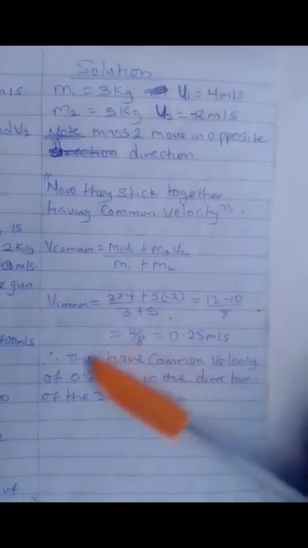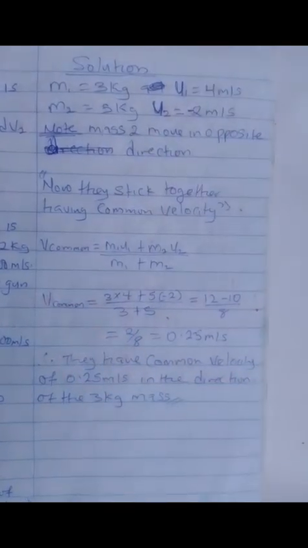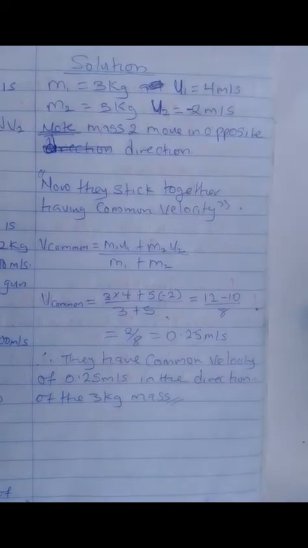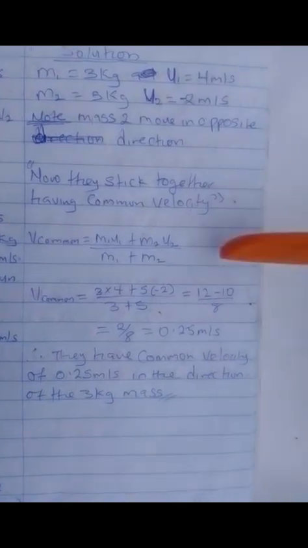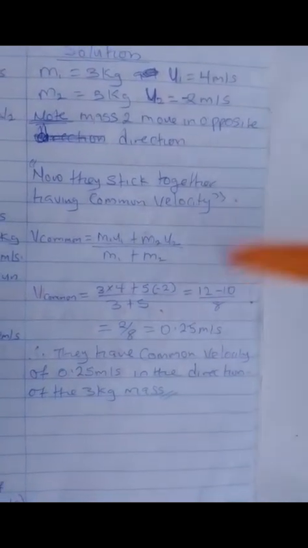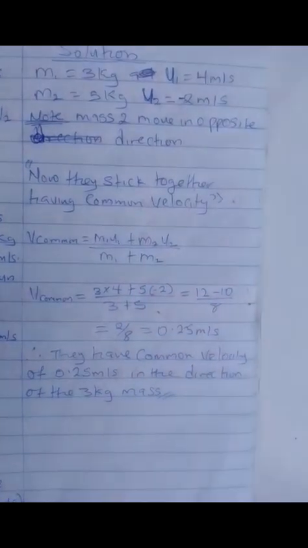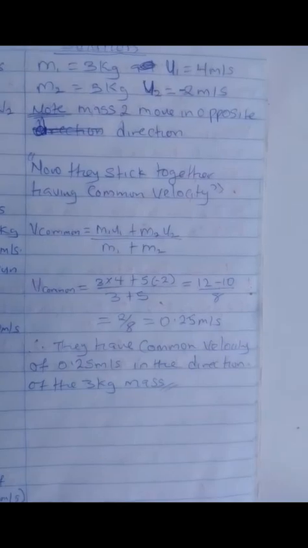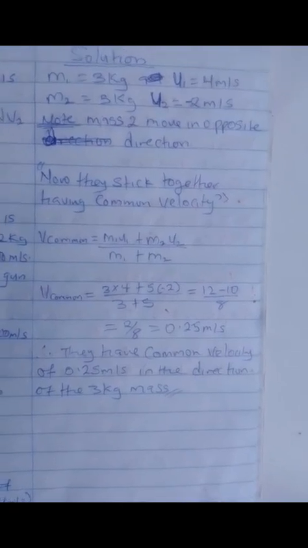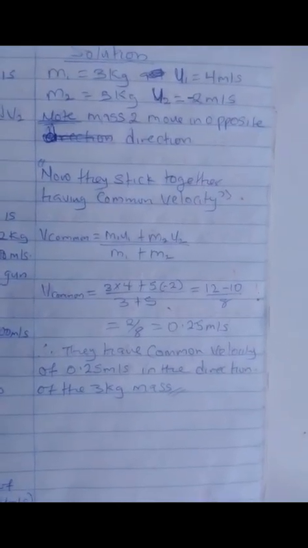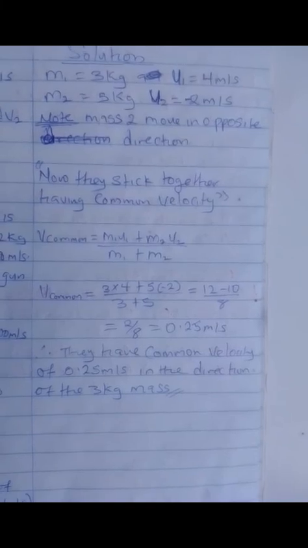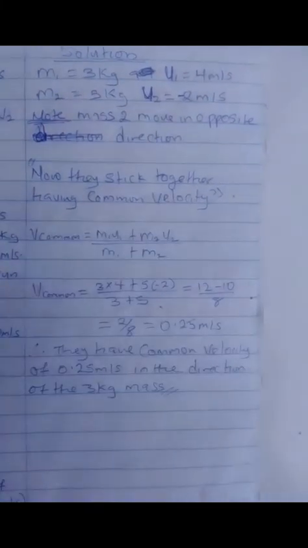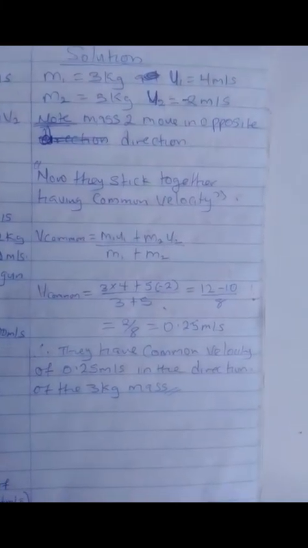So from there we get our common v, which is 3 times 4 plus 5 times bracket minus 2 close bracket, over 3 plus 5. Solving the normal maths, we have 12 minus 10 over 8, and from there we get 2 over 8. Converting into decimal, we have 0.25 meters per second. So they have a common velocity of 0.25 meters per second in the direction of the 3 kg. Note, in the direction of the 3 kg. So that's the common velocity of those two bodies.